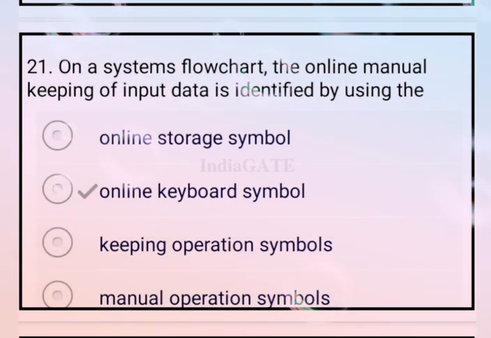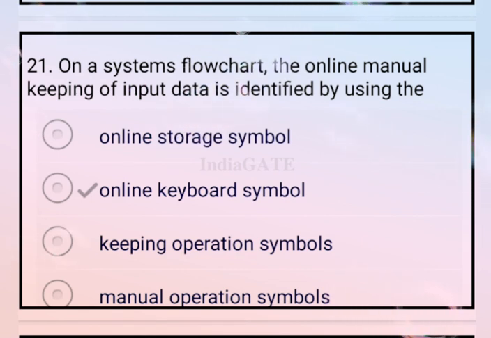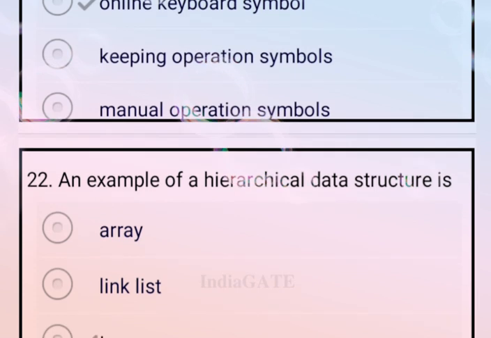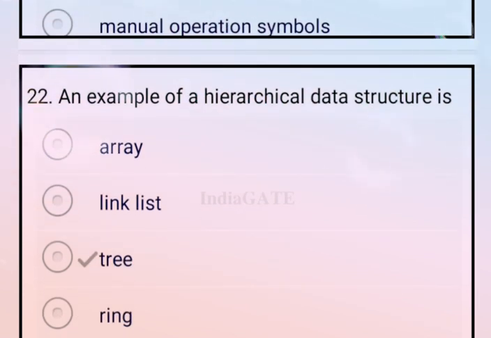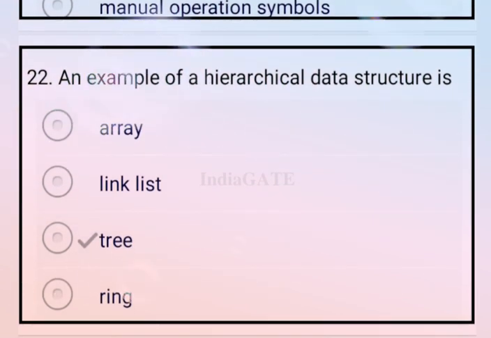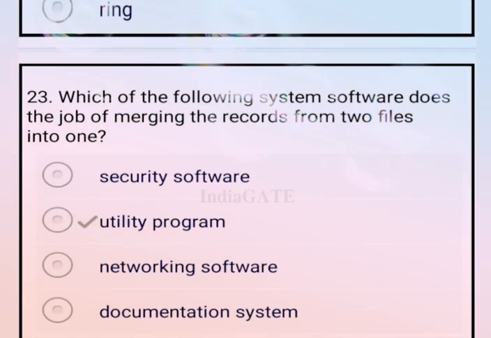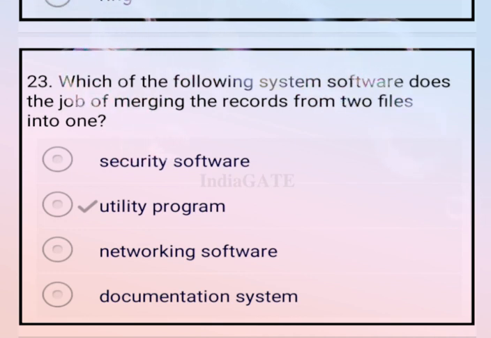Next question. On a system flowchart, the online manual keying of input data is identified by using the. So the correct answer is option B, online keyboard symbol. Next question. An example of a hierarchical data structure is. So the correct answer is option C, that is tree. Next question. Which of the following system software does the job of merging the records from two files into one? So the correct answer is option B, that is utility program. Next question.